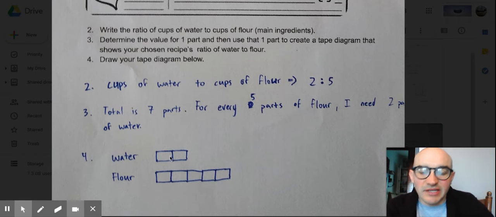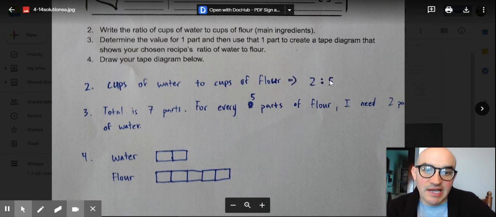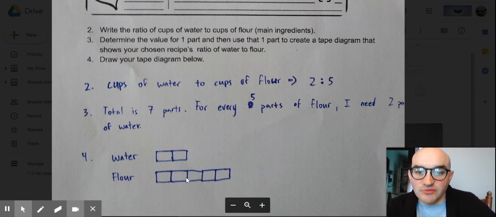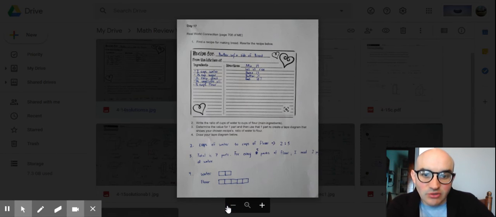And this part, I did get some questions on early on. This is just a visualization here. Number 4, the tape diagram is just a visualization of this exact same ratio. So you can see there, I did 2 boxes of water and 5 boxes of flour. Like I said at the beginning, your answers to these will be different. I don't expect everyone's recipe to be the same. That would make life really, really boring. So everyone's bread recipe is going to be different, but the basic outline should look just about the same.